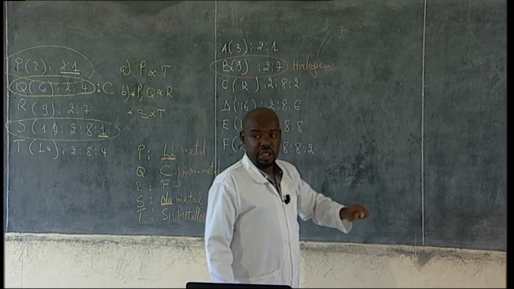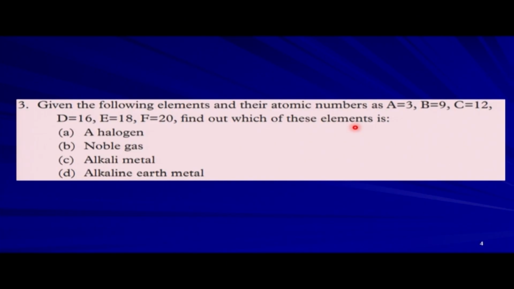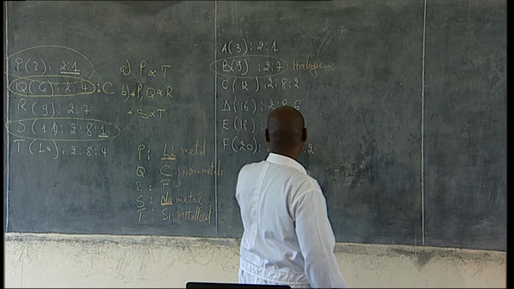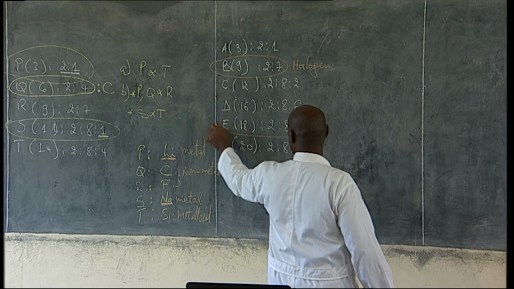Okay? B is a halogen. And which one is a noble gas? A noble gas is the one which has 8 electrons on the last shell, and this is the noble gas.